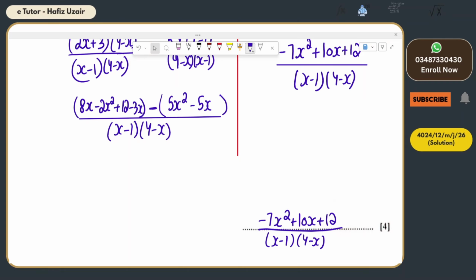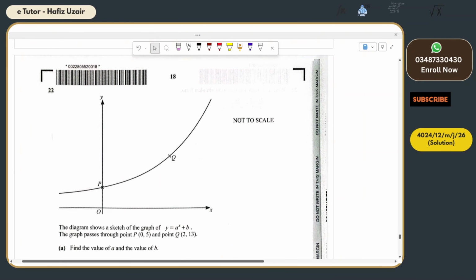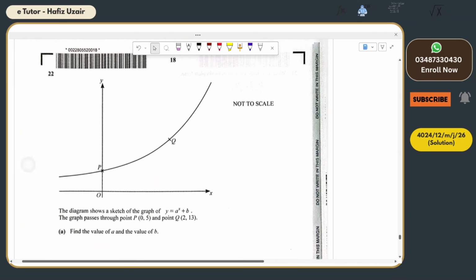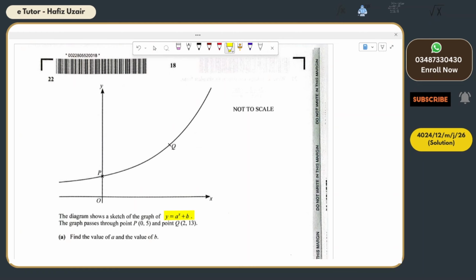Let's move to the next question. Now you can check that you have an exponential graph over here. The diagram shows a sketch of the graph of y equals a to the power x plus b. This graph passes through P and Q, and the values are given over here. You need to find out the values of a and b. This is a very easy question actually.